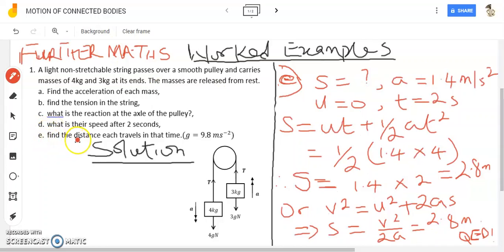Now the very last question. E. Find the distance each travels in that time. Now, since we are asked to find the distance, which is x, we have our a to be this, our t, and our u to be 0.